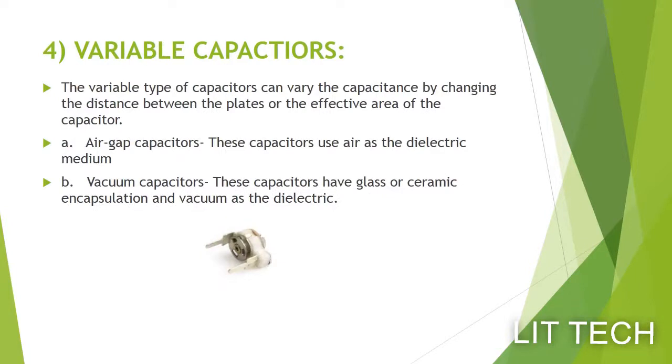The variable type of capacitors can vary the capacitance value by changing the distance between the plates or the effective area of the capacitor. Air gap capacitors. These capacitors use air as the dielectric medium. Vacuum capacitors. These capacitors have glass or ceramic encapsulation and vacuum as the dielectric.